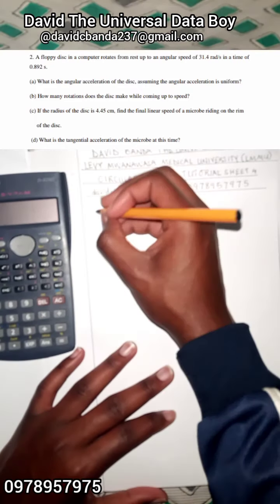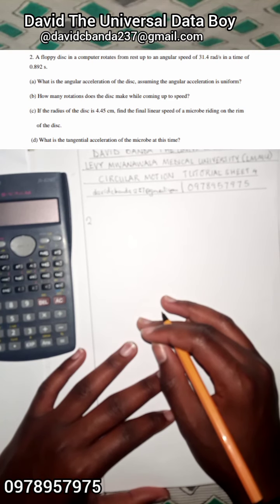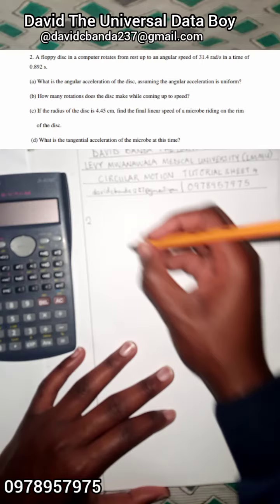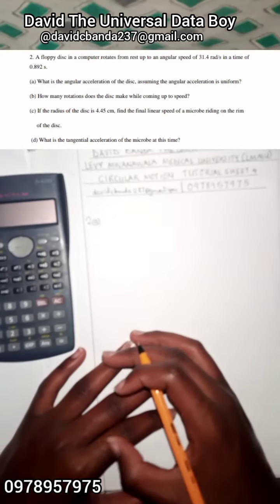So now question 2 reads: a floppy disk in a computer rotates from rest up to an angular speed of 31.4 rads per second in the time of 0.892 seconds. So now we go right ahead to our questions. I'll be saying the question, then I answer it.